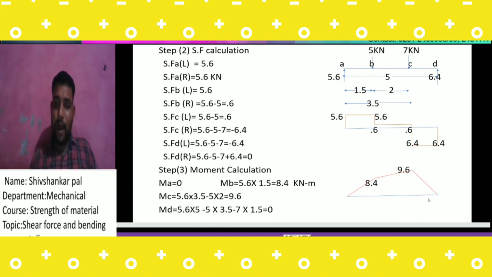In the bending moment diagram, at the starting point and the end point, the moment is both 0.